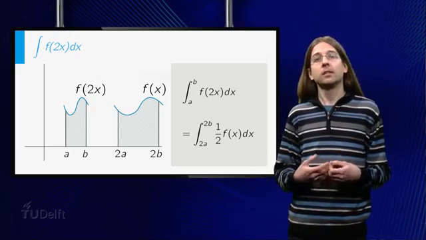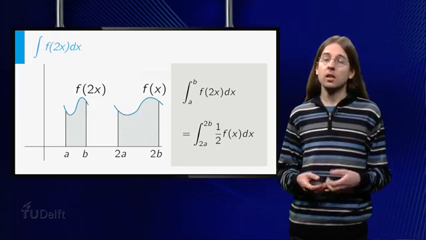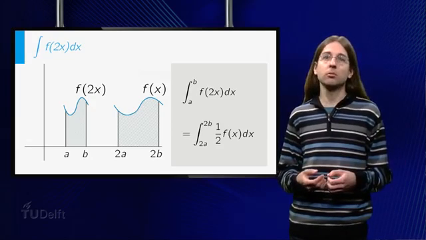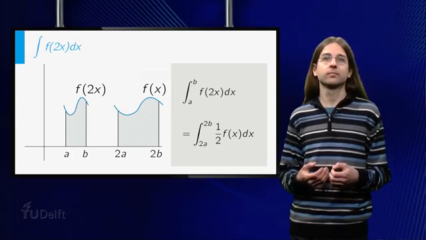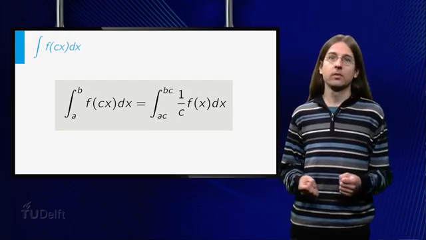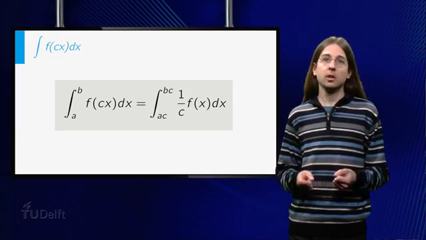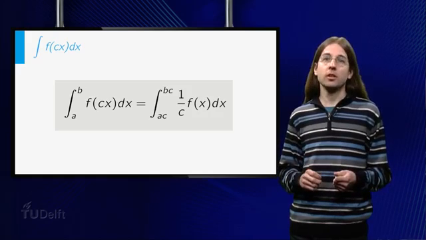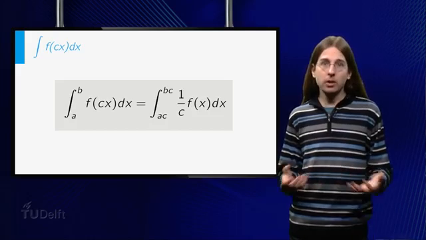Thus we find that the integral from a to b of f of 2x dx equals 1/2 of the integral of 2a to 2b of f of x dx. More in general, the integral from a to b of f of cx dx equals 1 over c times the integral of ca to cb of f of x dx for any constant c.